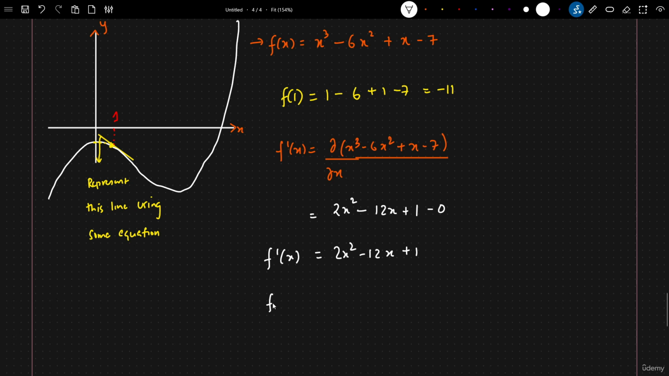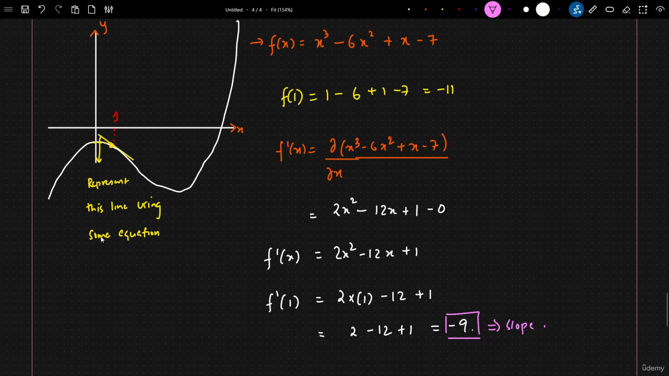Now, if I try to find my f dash of x when x is equal to 1, that means I will substitute 1 over here. So overall, you'll be able to see this will be 3 minus 12 plus 1. So this is nothing but minus 8. Please remember this term, and this is my slope.